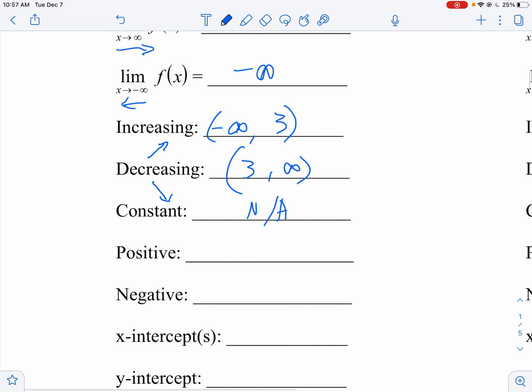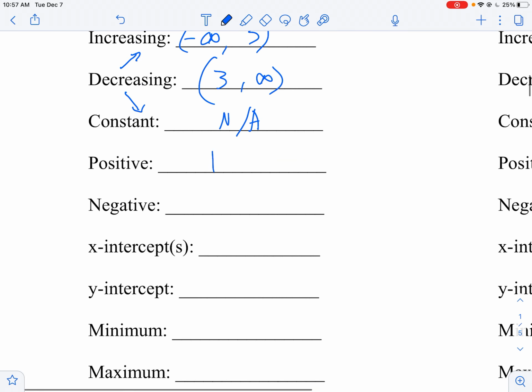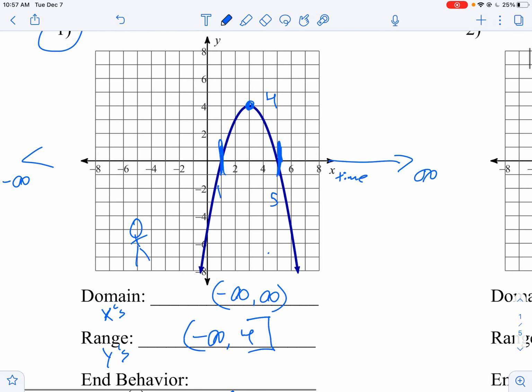Next part is where is it positive? Positive means above the x-axis, positive as in positive y values. Well, these are all positive y values here. And so this interval starts here and then ends over here. Let me erase some of these extra marks, which is from 1 to 5. So I put from 1 to 5, open brackets there. It is negative to the left of 1 and to the right of 5.